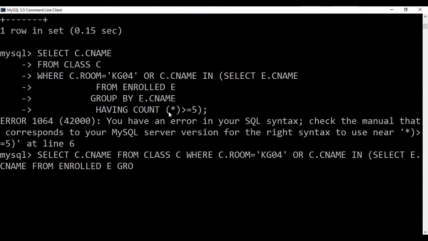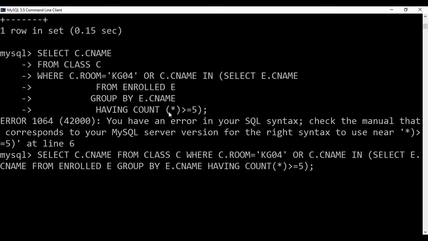Then we apply group by, to find the number of courses enrolled per student. So group by E.CNAME, then having, which is the condition, because after group by you need to use having. Count: don't give a space, write count of star directly. Count of star greater than or equal to 5. Don't copy directly, because some extra space will give you an error.